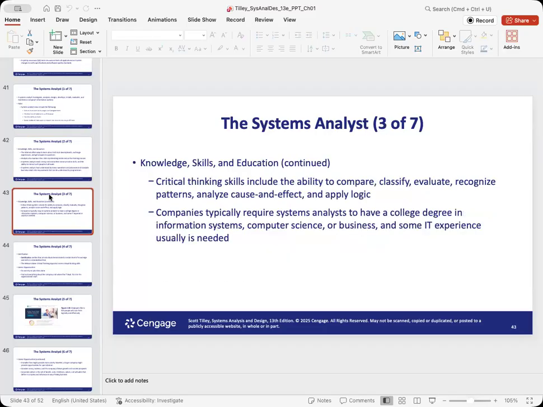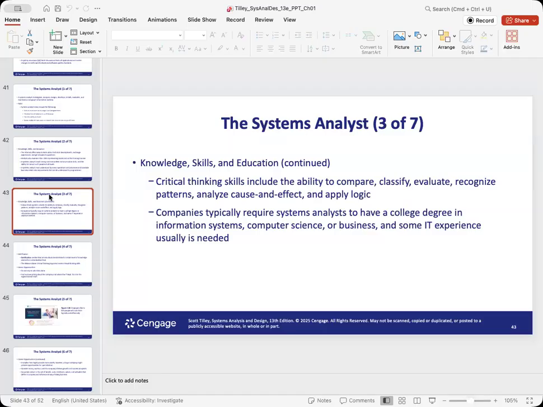I hope we are clear. You should be a critical thinker as a systems analyst. Why do I keep saying business analyst? As a systems analyst, you have to be a critical thinker. And most of the time, companies require analysts to have a college degree. All right.